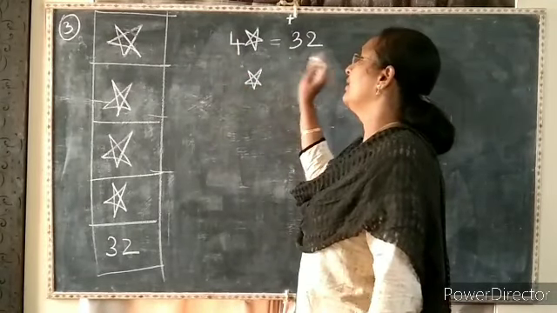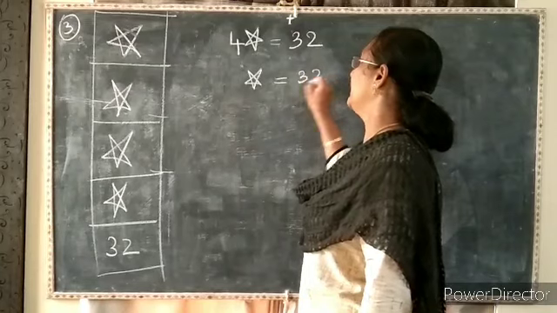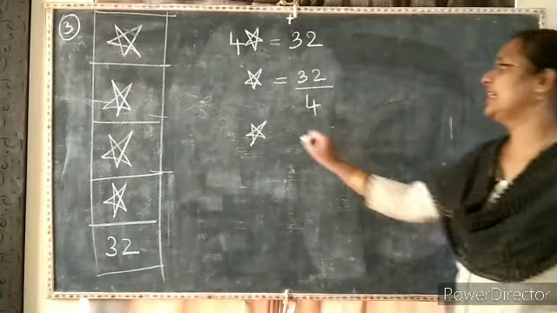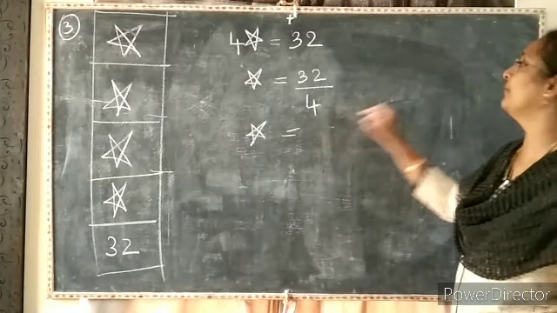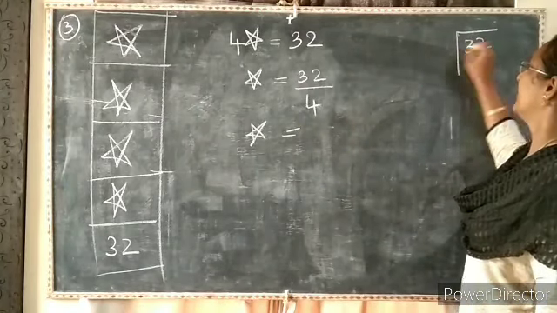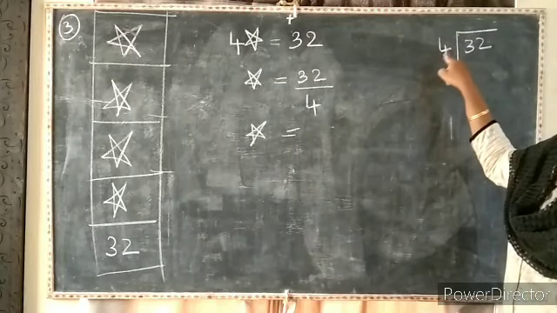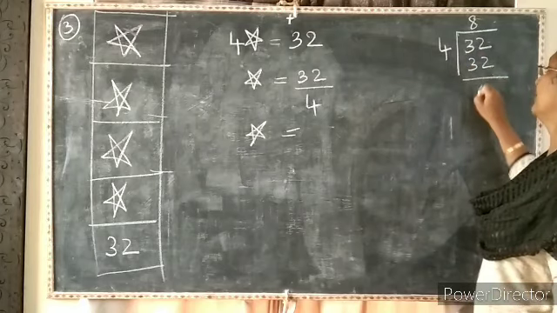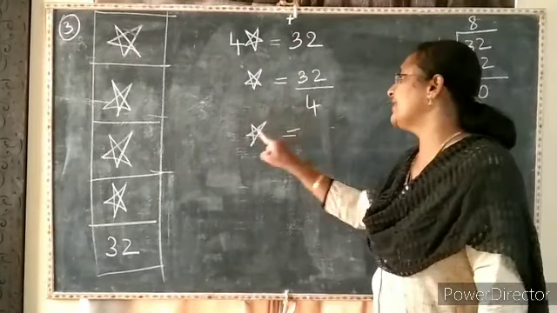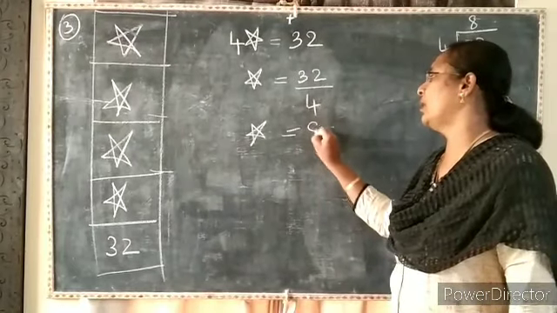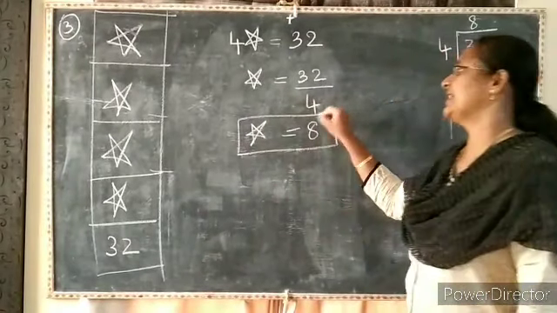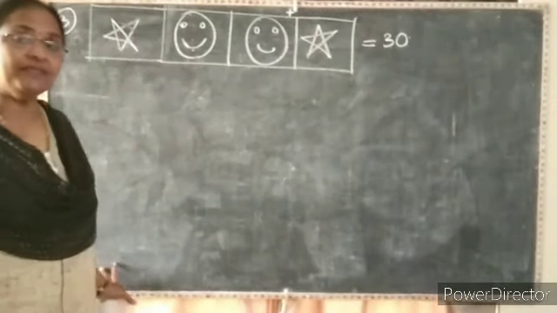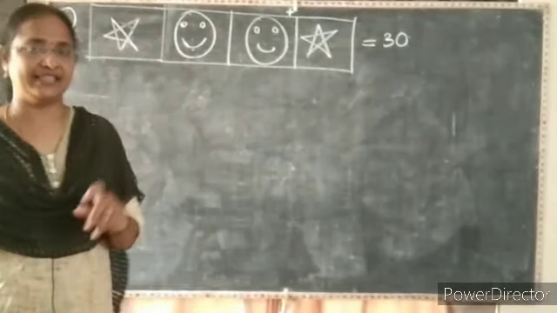I am going to bring the 4 to the right hand side. So 32 divided by 4. So what will be the value of star here? We are going to divide 32 by 4. In the 4 table, how many times is 32? 4 8s are 32. Yes or no? Okay. So what will be the value of 1 star? 8. Yes or no? Okay. So in the first column we discussed and got the value of 1 star, isn't it?